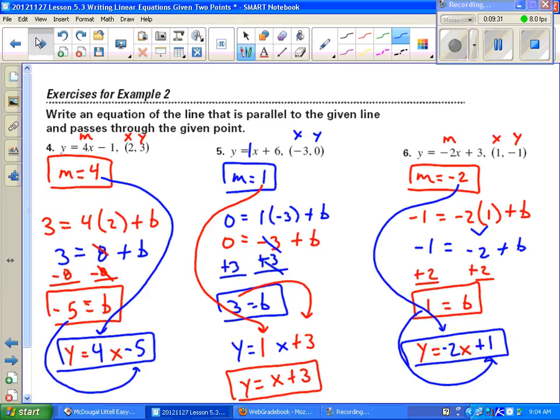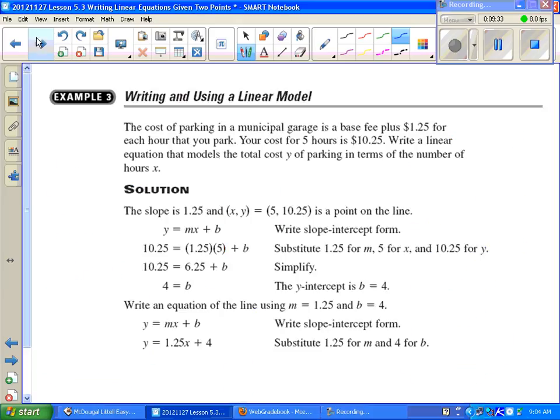And then the last problem you had to do for homework dealt with example number 3. It says writing and using a linear model. The cost of parking in a municipal garage is a base fee plus $1.25 for each hour that you park. Your cost for 5 hours is $10.25. So it says write a linear equation that models the total cost y of parking in terms of the number of hours x. So the slope is $1.25 because that's how much it goes up each hour. And x comma y is 5 comma $10.25. That's a point on the line.